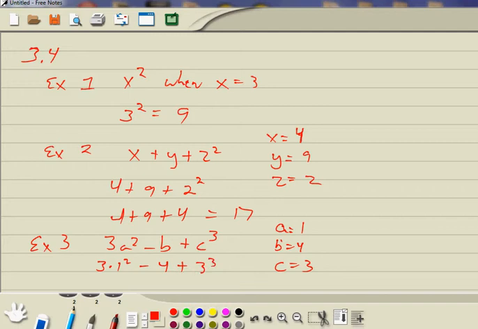And we do our math following the order of operations, and we do exponents first. And so 1 squared is 1, so that's 1 times 3 is 3, minus 4, plus 3 times 3 times 3, which is 27, and I get a final answer of 26. 3 minus 4 is a negative 1, plus 27 is 26.